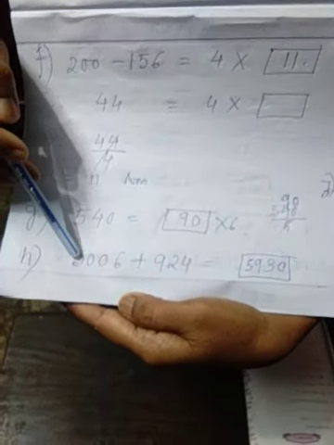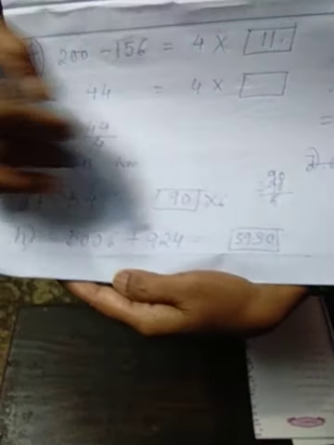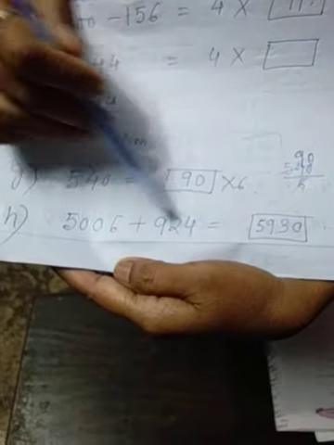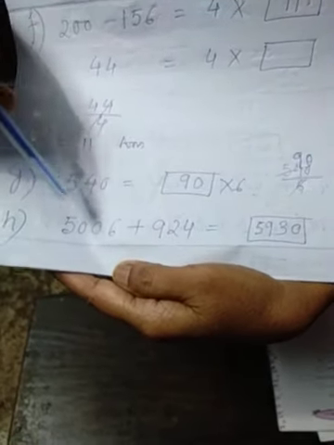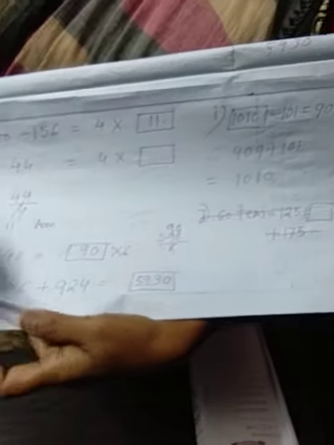H. 5006 plus 924 equal to how many? So these two add: 6 plus 4 is 10, carrying 1, then 2 and 3, 3, 9, 5. Okay, simple sum, that is addition.